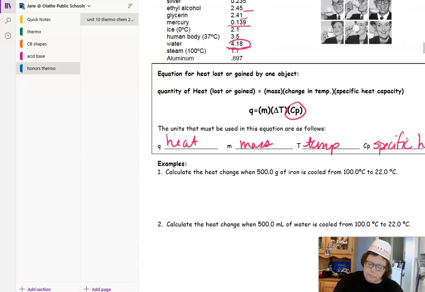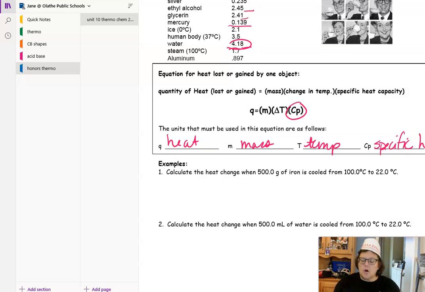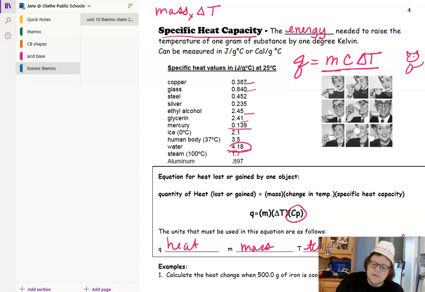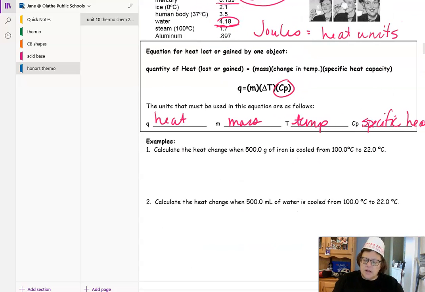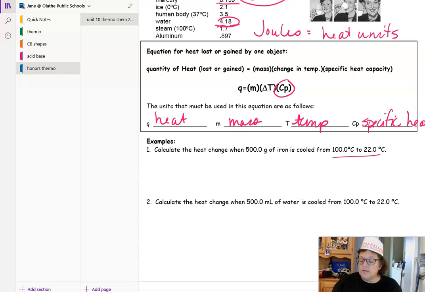All right. So first, calculate the heat change. Oh, let's talk units. The units for specific heat capacity. It's the energy it takes to raise 1 gram of a substance by 1 degree Celsius or 1 degree Kelvin. So these are our units for specific heat. Our units for heat are joules. You can also use calories, but we're not going to worry about calories. All right. Calculate the heat change when 500 grams of iron is cooled from 100 to 22 degrees.